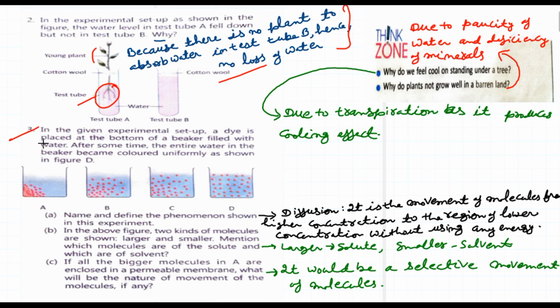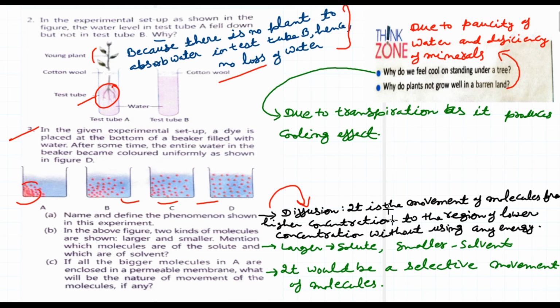This is the third experiment. In the given experimental setup, a dye is placed at the bottom of a beaker filled with water. After some time, the entire water in the beaker became colored. So we place some dye here. It will spread through all the water, and the water will become colorful. So this process, as you already know, is diffusion.